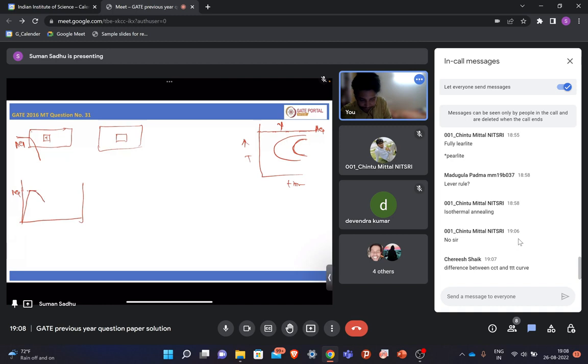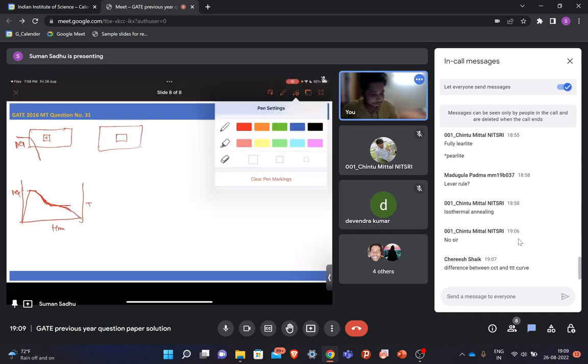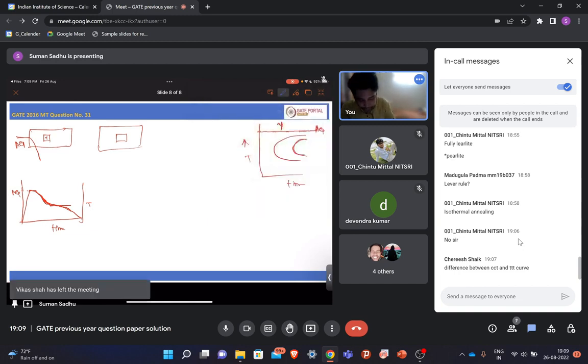it, not quenching. Continuously cool means it will take some time, like furnace cooling or something you are doing, right? In this case you are not holding at this temperature, you are just continuously cooling, right? Now you can do one thing. You cool continuously up to this point, and then you quench it.